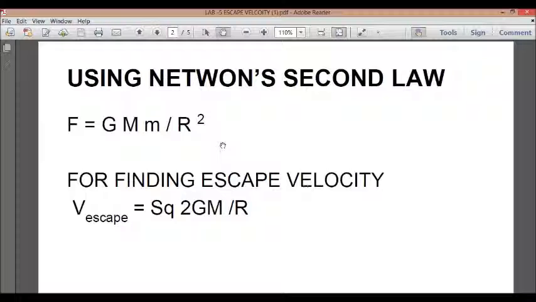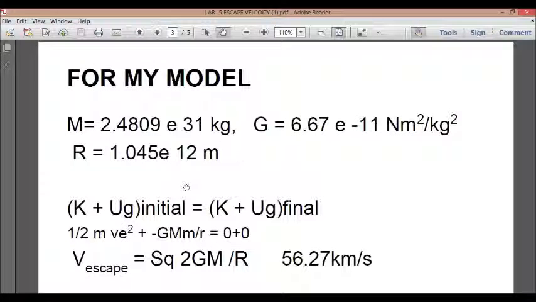The next principle that I used is the energy principle, and from the energy principle I calculated the escape velocity. In the energy principle, the initial energy is equal to the final energy. So in this case the kinetic energy is half mv square and the potential energy is minus GMm by r. And the final energy, as you can see, is 0.